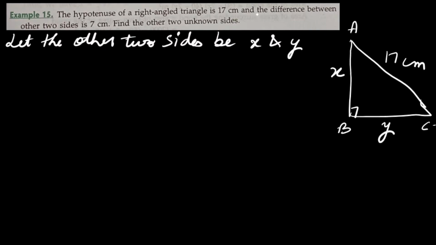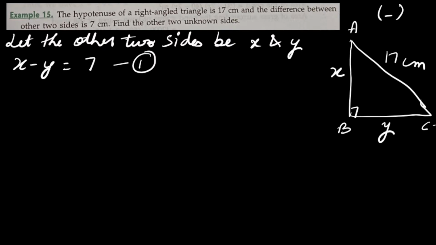So what is given to us now? That thing I will use. The difference between other two sides is given to us. Difference in maths means subtraction. So x minus y is equals to 7. It's given the difference between other two sides is 7. So I'll just mark it as equation 1.